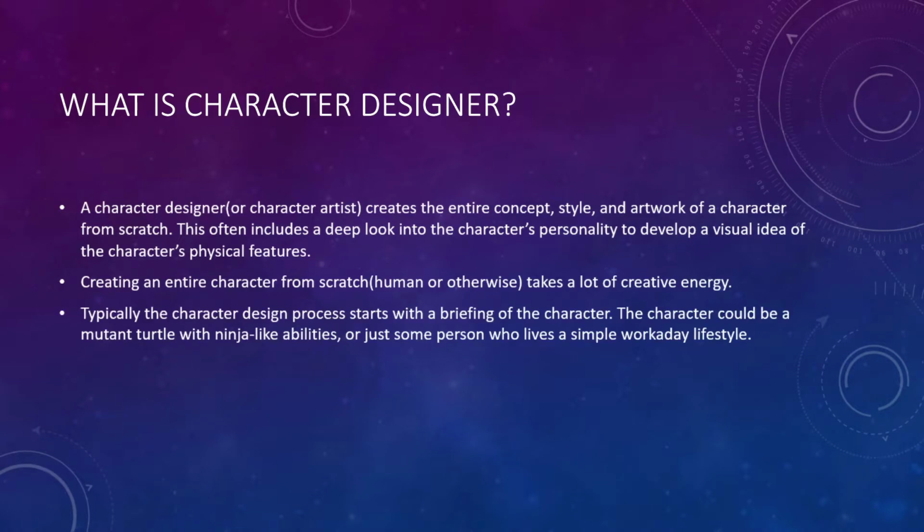Typically, the character design process starts with a briefing of the character. The character could be a mutant turtle with ninja-like abilities, or just some person who lives in a simple work-a-day lifestyle. So again, if you're designing Ninja Turtles, they've got a story to tell based on their designs. If you look at some of what would be considered the greatest characters of all time, stuff like Kratos from God of War, or Nathan Drake, or even Mario, you can tell straight away what's going on. Mario's a plumber. He isn't wearing a business suit. You can tell what the character is straight away.